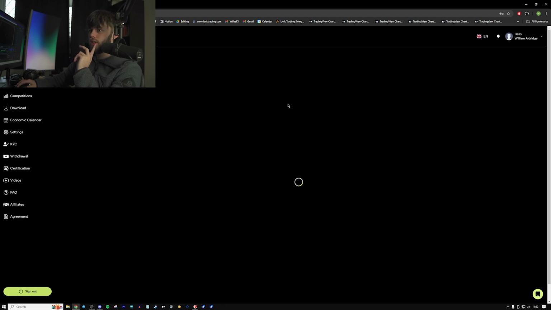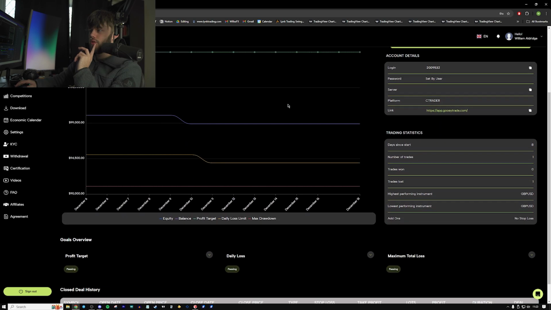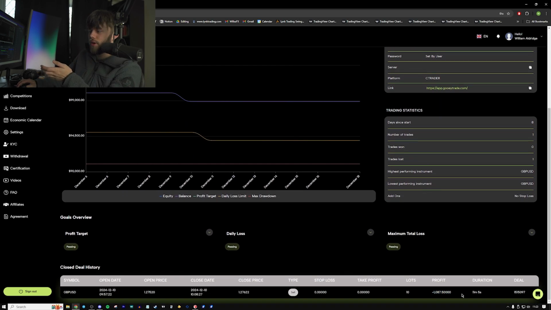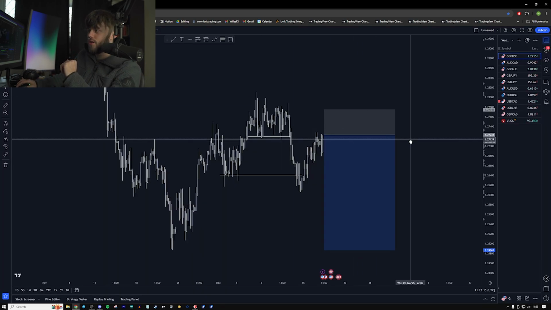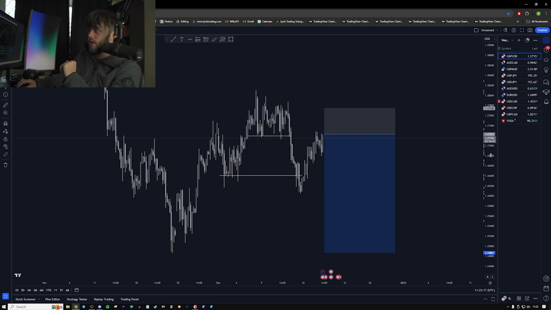So if we go here into the account, you can see that currently we're down $1,000, which was the GU trade we took last week. Like I said, I'm showing you wins or losses. If I win, you'll see it. If I lose, you'll see it. So if this trade wins or loses, you guys will see it in this video. And I want to be as transparent as possible.